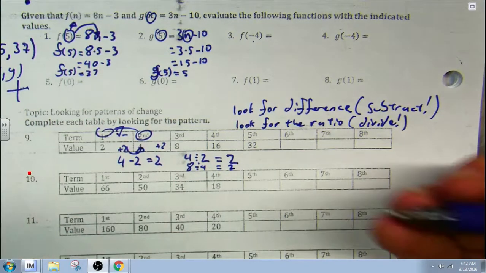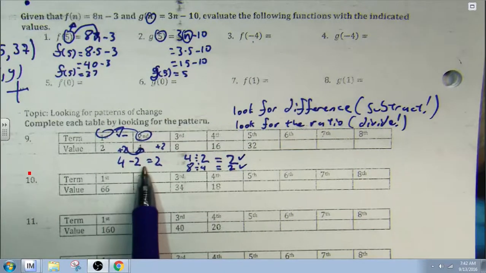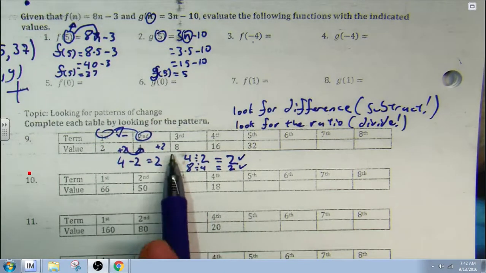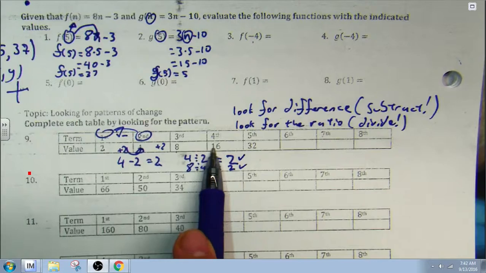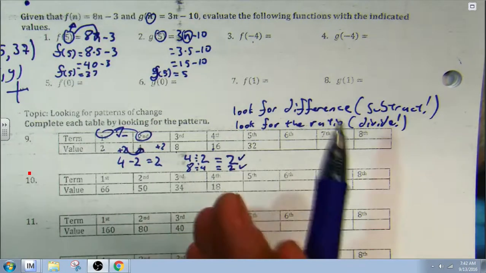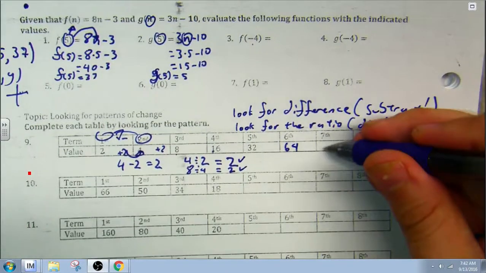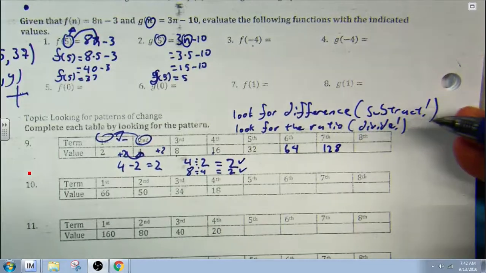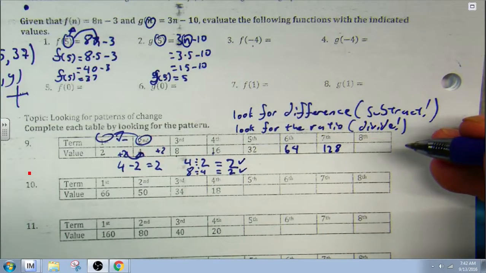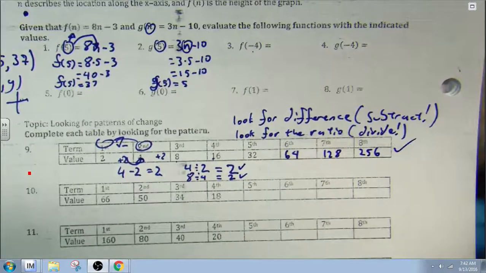Oh, excellent. So I've confirmed that each time what I'm doing to get from one step to another is I'm multiplying by 2. And sure enough, 8 times 2 is 16. 16 times 2 is 32. So to complete this, I just have to keep multiplying by 2. This becomes 64. This becomes 128. This becomes, what is that, 256. I knew that. Boom. And so that's how we do it.